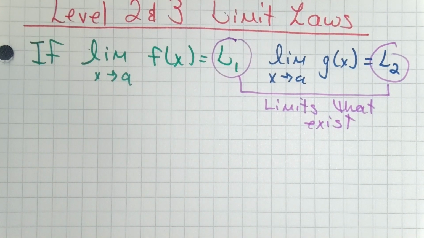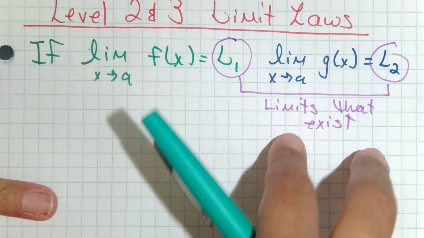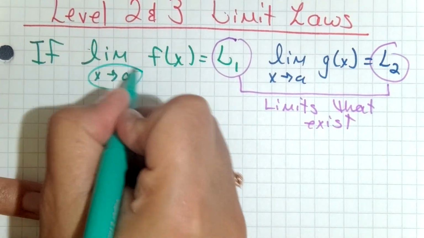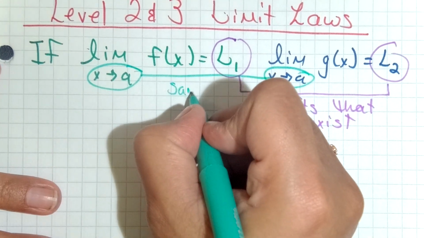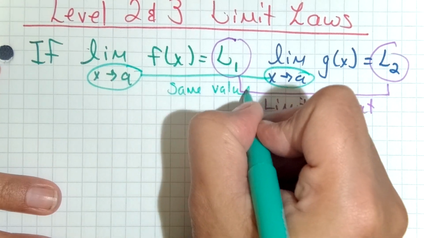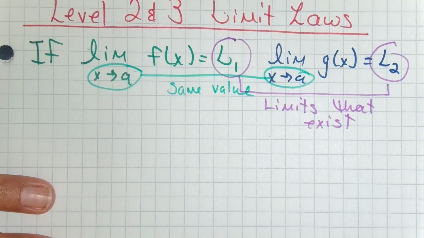And not only that, not only do the limits have to exist, the a values that they are approaching have to be the same value. Can you see that color? Okay. They have to be the same value. You cannot have two different values. If you have two different values, you cannot find that limit.